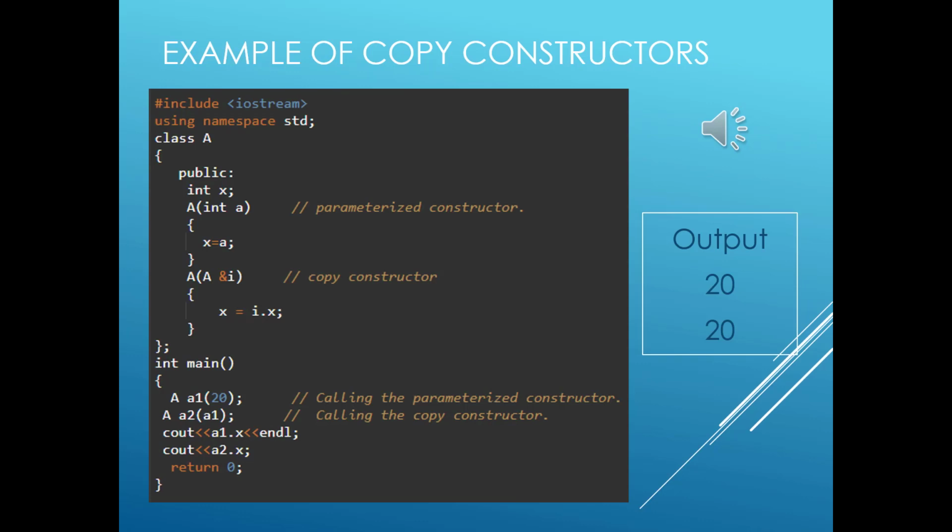Then the next line, A2(A1). That means an object A2 is declared by copying another object, A1. Hence this line calls the copy constructor, and the value stored in A1 will be copied to A2. The output of the program is shown here.